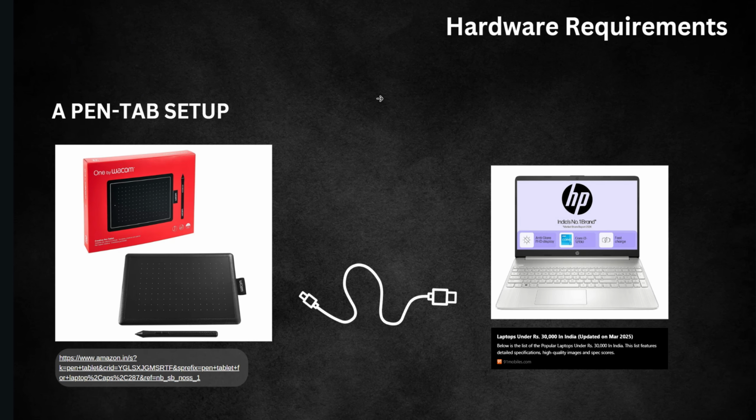There are many ways of doing online classes, but I think the best and the cheapest ways possible to take these classes I have taken up. The first one is a pen tab setup, where you are going to need two things. One is a pen tablet, and the second thing is a laptop. So what exactly is a pen tab?